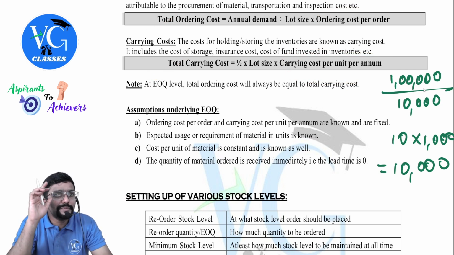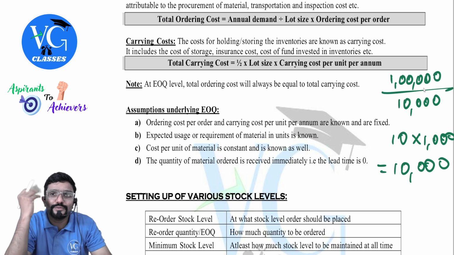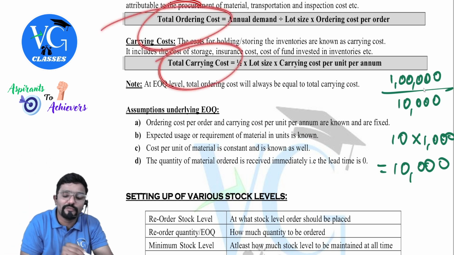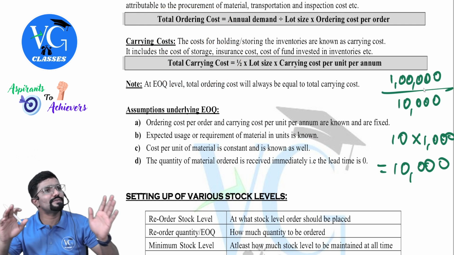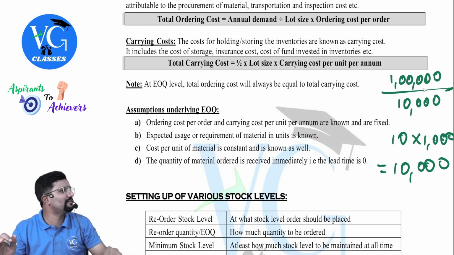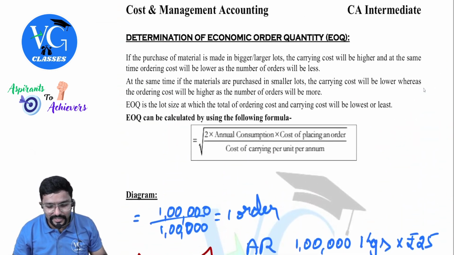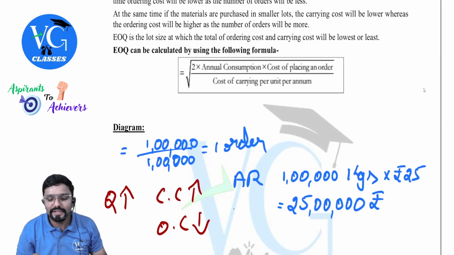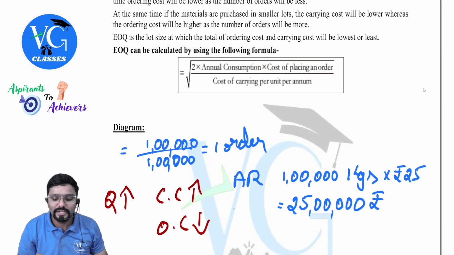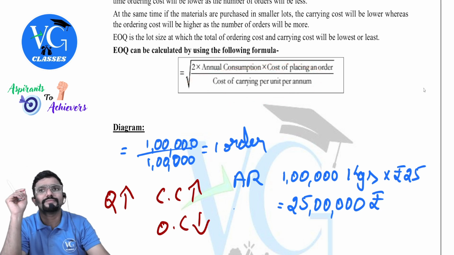See, by mistake, after calculating all this, some students will take total ordering cost and total carrying cost and apply them in the EOQ formula. That is why I know where all students might commit mistakes, so I'm stressing on it. Here they may take total ordering cost, here they may take total carrying cost.